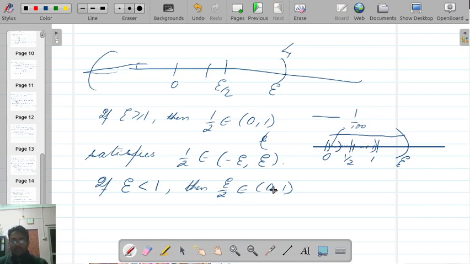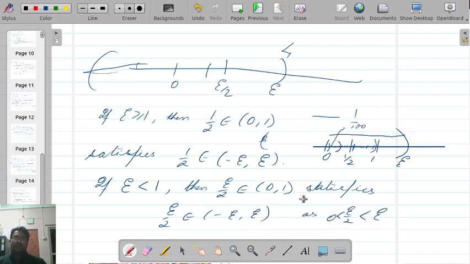So epsilon by 2 is a point inside 0 1, and it satisfies that epsilon by 2 belongs to minus epsilon to plus epsilon. It belongs to this set also, because the modulus of epsilon by 2 is strictly less than epsilon, as epsilon by 2 is strictly less than epsilon. Okay, 0 less than epsilon by 2 less than epsilon, right?